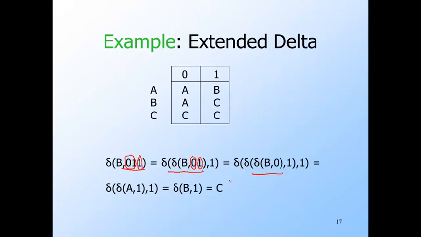Okay. But delta of B and 0 is A. See, right here. Thus, we can replace delta of B and 0 by the A, and now we have to say, what is the value of delta of A and 1? Well, that's B. So we replace that by the B there. And then finally, delta of B and 1, that's C. So that's our answer. Delta of B and 0, 1, 1 is the state C.